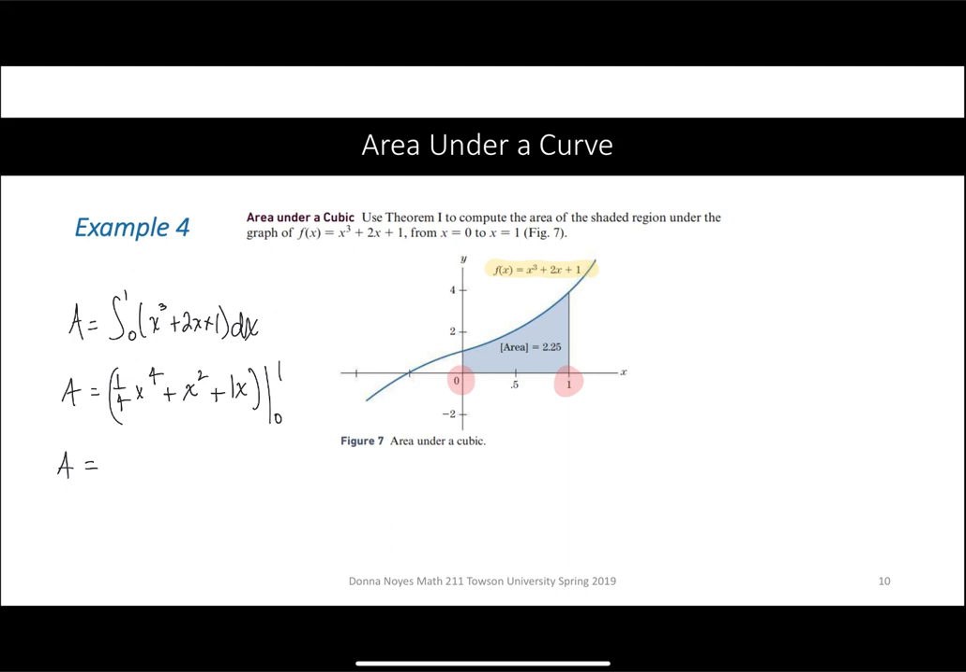So that means our area then is 1/4 times 1 to the 4th plus 1 squared plus 1 minus, well, 0 plus 0 plus 0. Right? Every time we plug in a 0 for x, all of those terms become 0. So really what we get is 1/4 plus 1 plus 1, or 2.25. So hopefully you were able to come up with the same answer and in the same way.